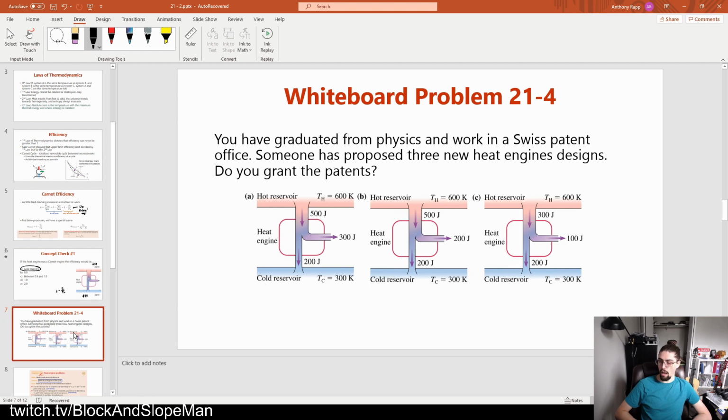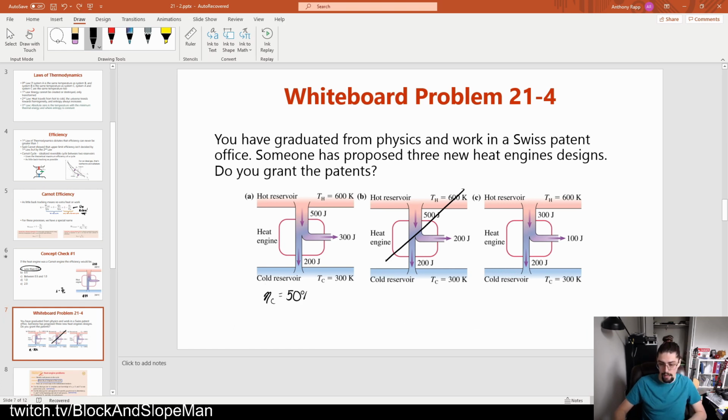So, as for this problem, though, go ahead and take a look at it. If we look at this problem, we're going to need to go through this in order, right? The first thing we need to do is figure out, does it follow the first law of thermodynamics? And I look at engine A, 500 comes in, 300 and 200 come out, that works. For engine B, 500 comes in, 200 goes out, 200 goes out. That's out. That's not happening. And the last one, 300 comes in, 100 and 200 come out. That works. So now we have to look at the Carnot efficiency and figure out if it violates the second law of thermodynamics. So we're in luck because all of these are 600 to 300. So the Carnot efficiency, or the maximum efficiency that we could possibly see, is going to be 50%.